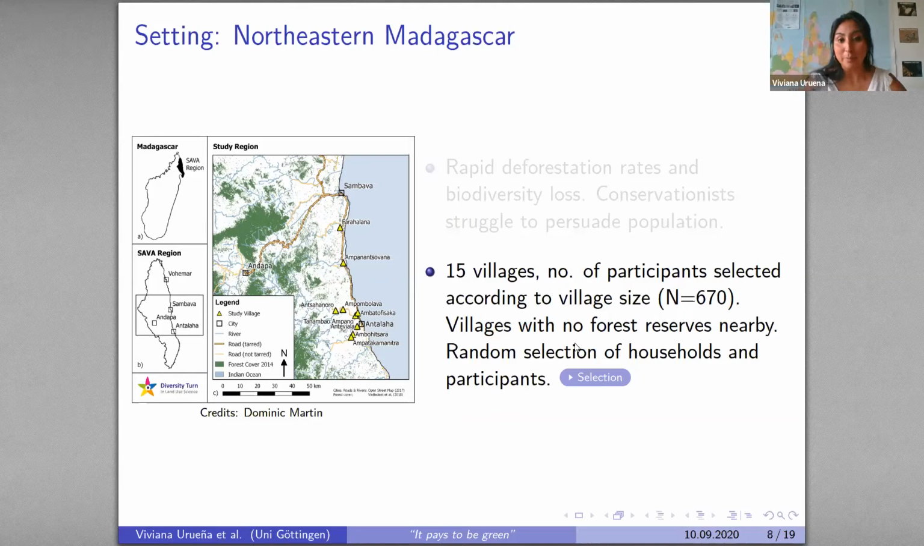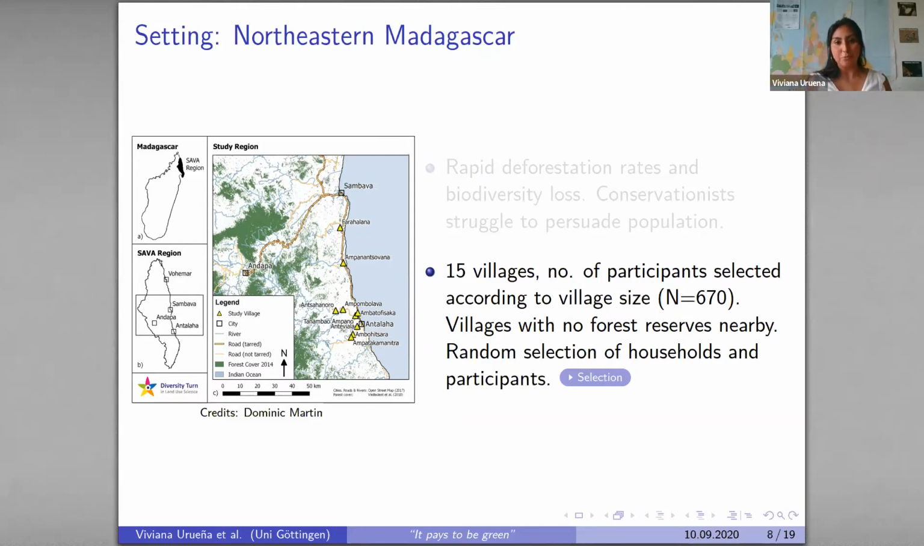We ran our experiment in 15 villages, and we selected the number of participants according to the size of the village. In total, we have 670 participants. We also conducted these in villages that do not have forest reserves nearby, because we did not want to go to the villages that have a lot of contact with NGOs, but rather those that do not have contact, but that still have important forest fragments in the territory.